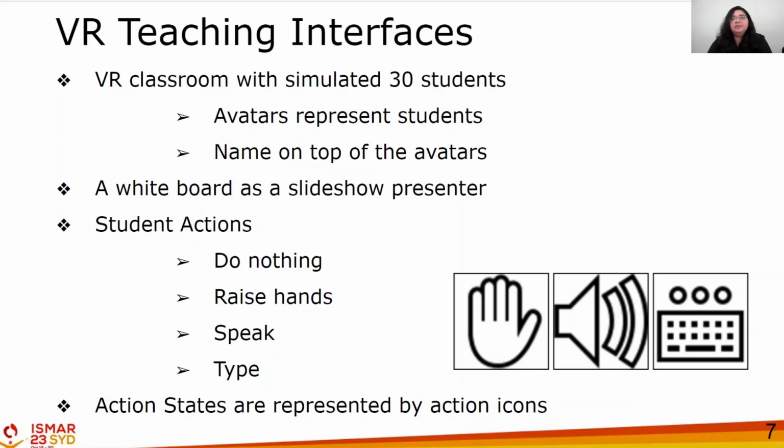Students had their names appearing on top of their avatars. Students in the environment would arbitrarily do nothing or present one of the three action states: raising hands, speaking, or typing. The action states were represented by action icons as you can see on the right side of the slide.